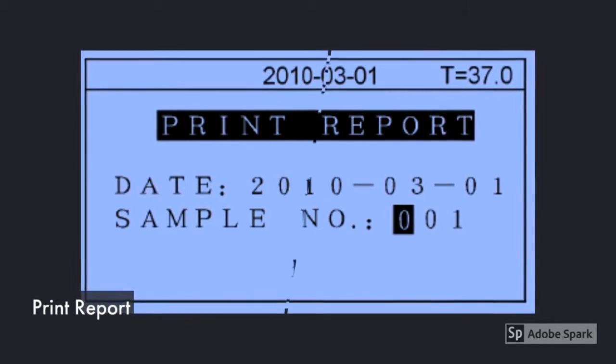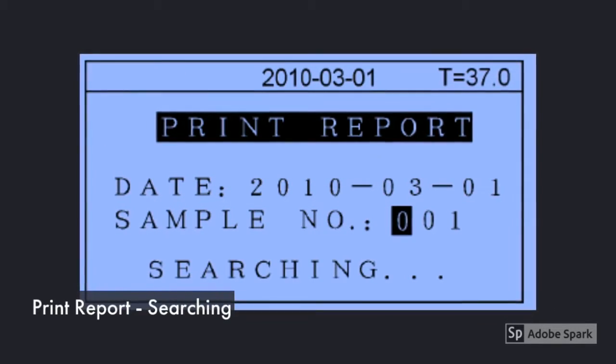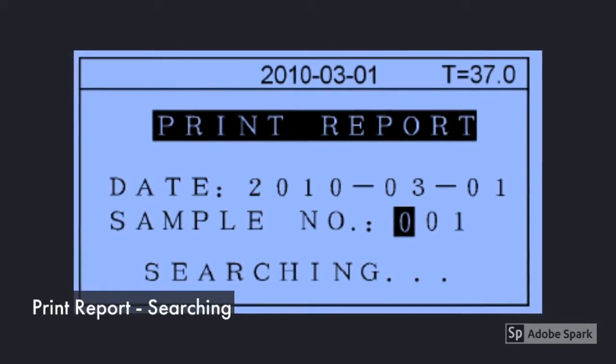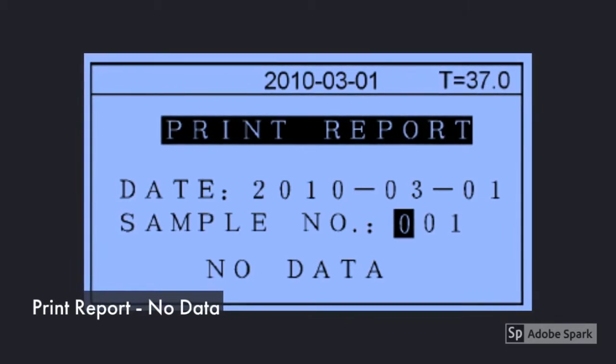On the Print Report screen, input the date and patient sample number. The analyzer will search for all reports that meet those requirements, and the reports will print once user presses Enter. If no reports are found, the screen will show no data.